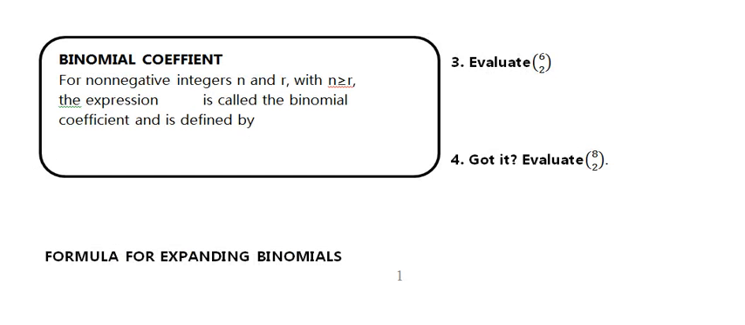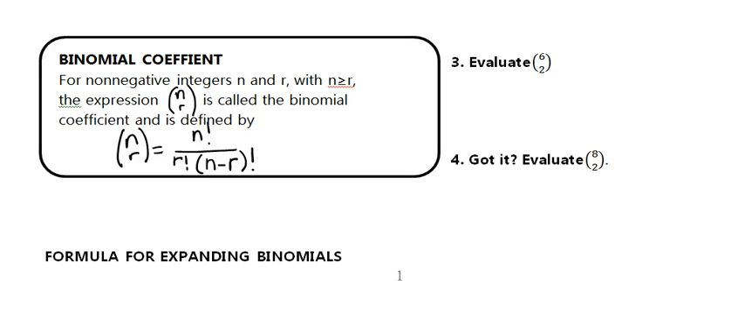Okay, wrapping up video A, let's go ahead and talk about the binomial coefficient. For non-negative integers n and r with n greater than or equal to r, the expression n over r is called the binomial coefficient and is defined by, let's go ahead and write this definition, n factorial over r factorial times n minus r factorial.